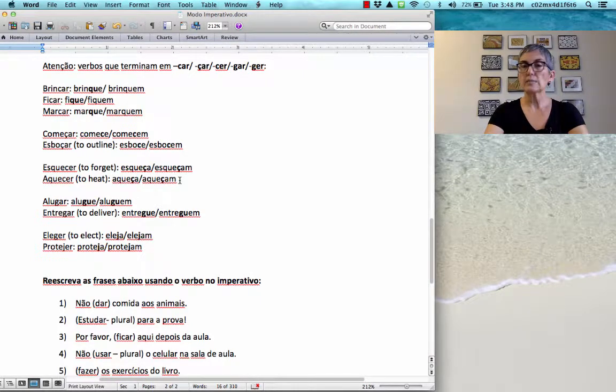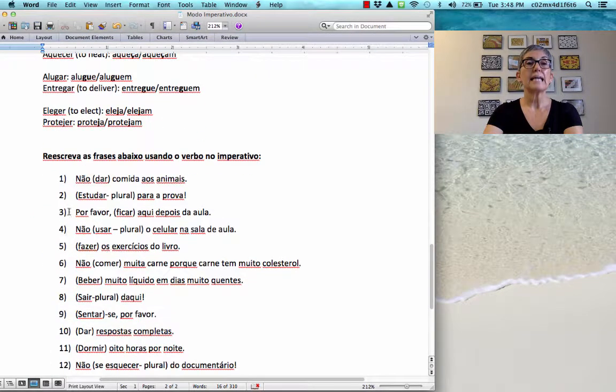Aquecer, to heat. Aqueça, aqueçam. Alugar, to rent. Alugue, aluguem. Entregar, to deliver. Entregue, entreguem. Eleger, to elect. Eleja, elejam. See, it's all because of phonetics, okay? If you just keep the G, you're going to say elega, and you don't want to say elega, you want to say eleja, so you have to change the G to J, okay?